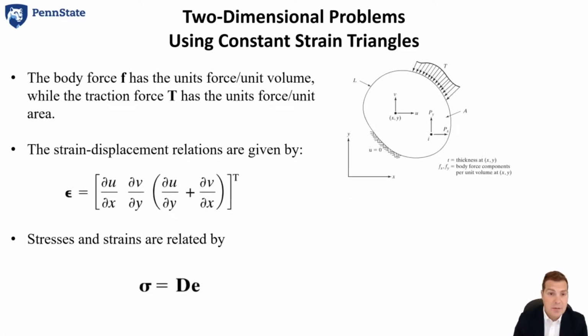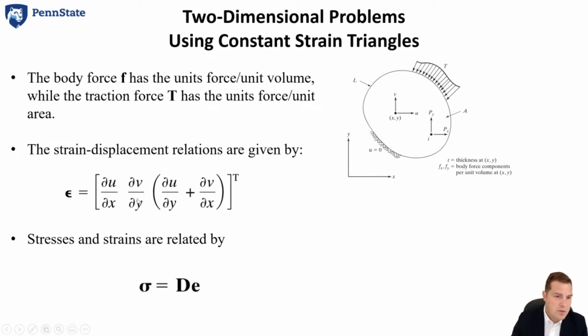When we add the second dimension, our force now has units of force per unit volume, and our traction force has units of force per unit area. Before it was unit length. The strain displacements are given by these equations.